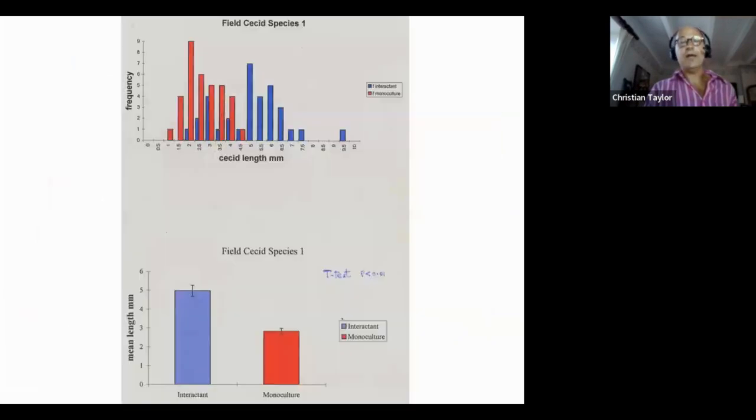So here's the actual raw data at the top on the cecid length measurements for the interactive cultures. In the red, we've got the monoculture, so just growing on one fungus or another, and then we've got the interactive cultures, and you can see this slightly elongated body length before birth, and you can see that data summarized below as well.